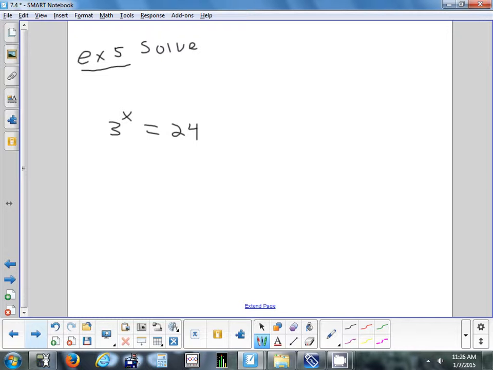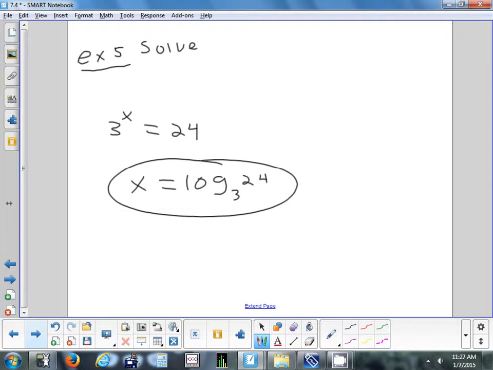Okay, so let's rewrite it in log form. Zach, can you tell me what it would be in log form? It would be log base 3 of 24. 3 of 24 equals x. Yeah. Good. This time I'll leave you plugging that in yourself. Right, it's log base 3 of 24. If you want the decimal, just use your change of base formula.